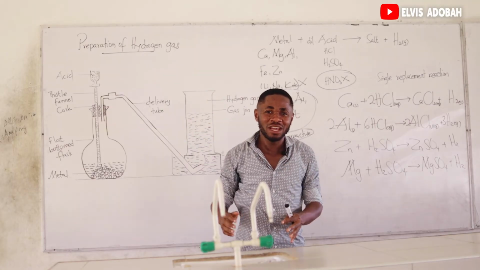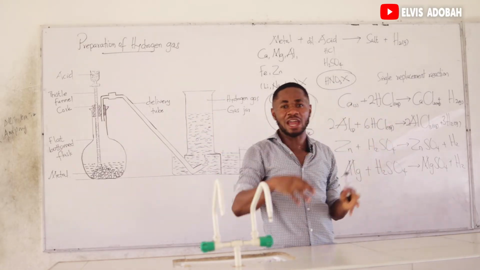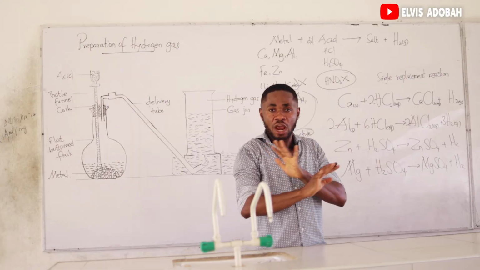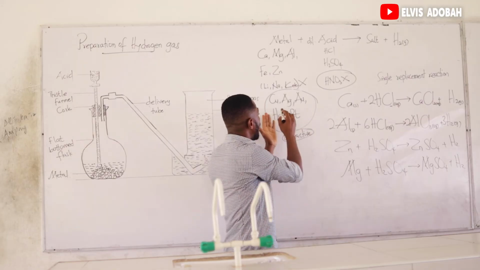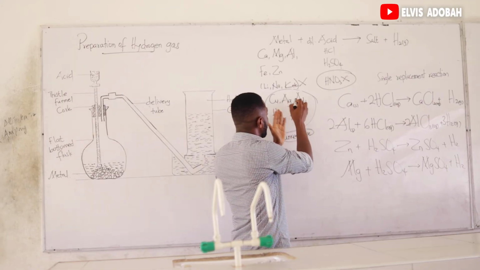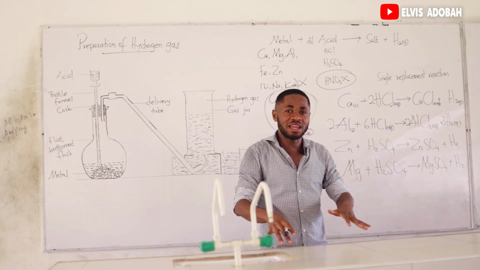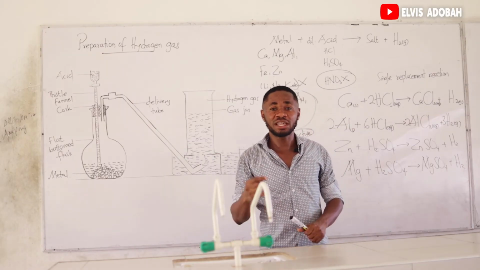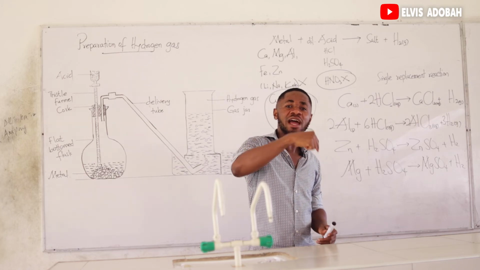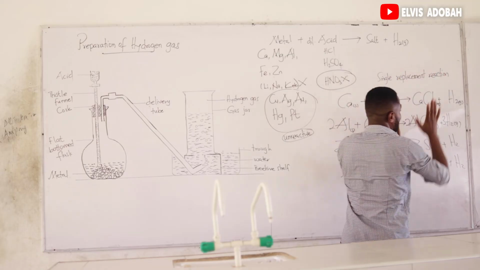So when they are alone and they meet hydrogen with any anion, they can come and replace the hydrogen so that the hydrogen will be alone. However, copper, silver, gold, mercury, platinum are beneath hydrogen. They are hydrogen's juniors. So they can never come and replace hydrogen in a single replacement reaction.